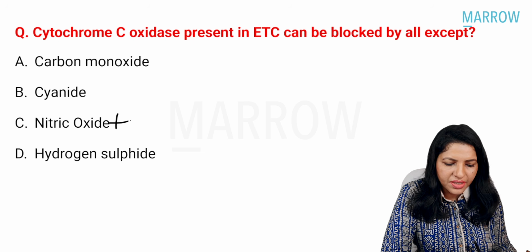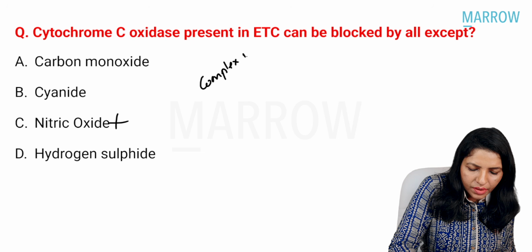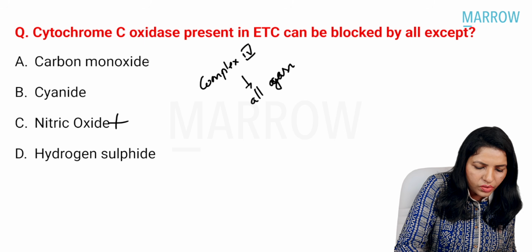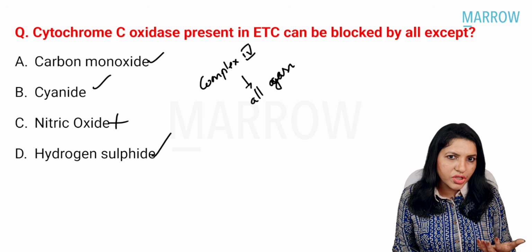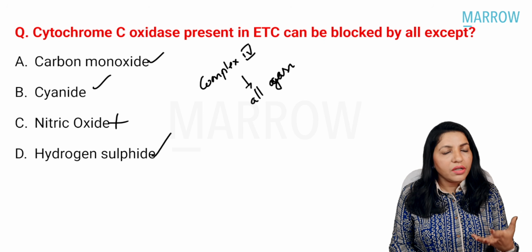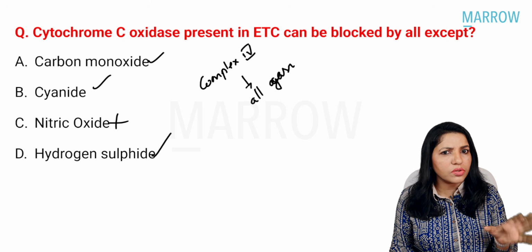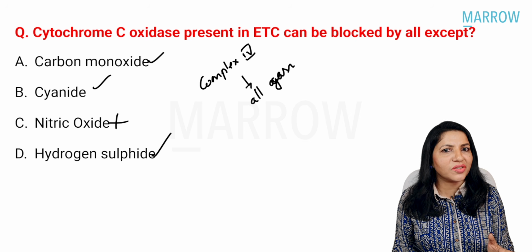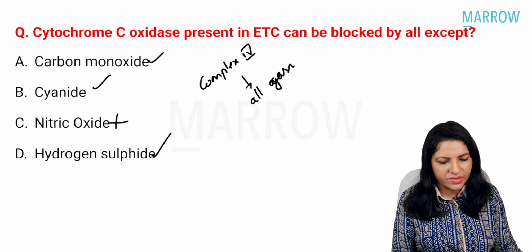Hydrogen sulfide, yes. Cytochrome C oxidase, which is complex 4, we know that complex 4 inhibitors are all gases. So these are all correct, but nitric oxide, no. Nitric oxide is actually a therapeutic agent. We use it as a drug, and it has various functions in the body. So it cannot be an inhibitor of the electron transport chain, because if it were, then we would never survive, right? So the answer here is nitric oxide.